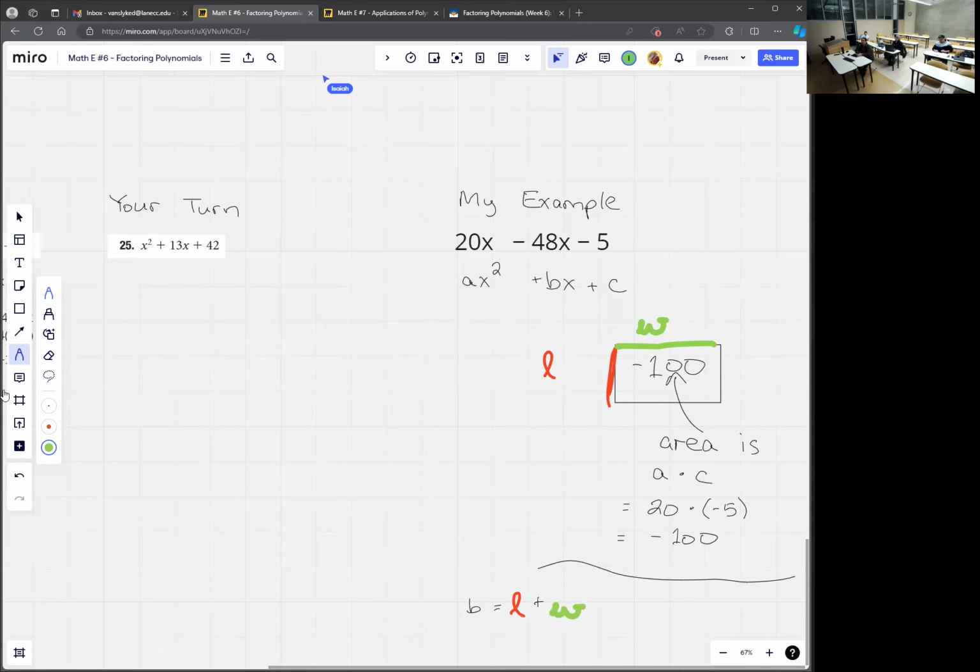And in this case, B is negative 48. Where did I see that? That B is negative 48, so that's what the things have to add up to, whereas the 20 and the negative 5 were the A and the C. Everyone okay with my quick review? Holler if you want me to use different words for this.